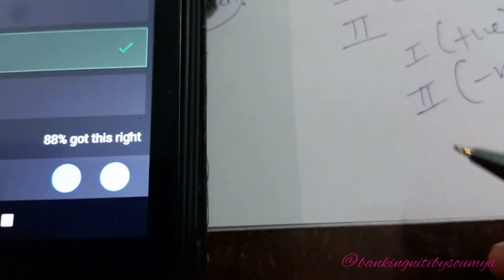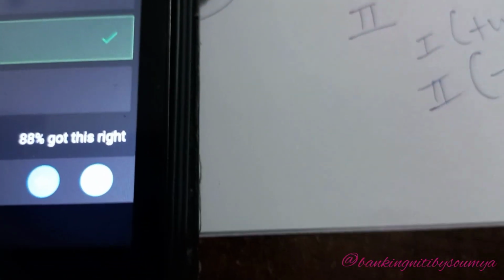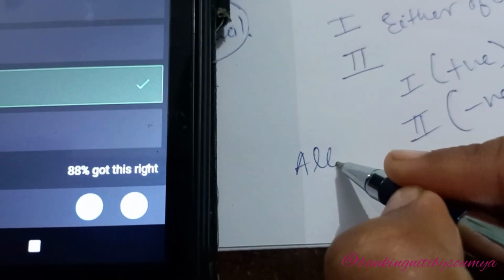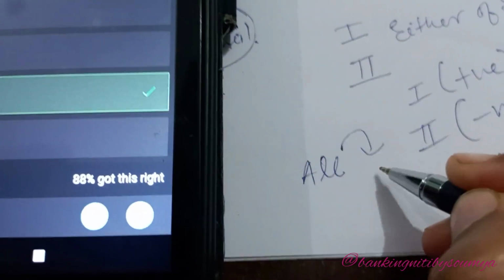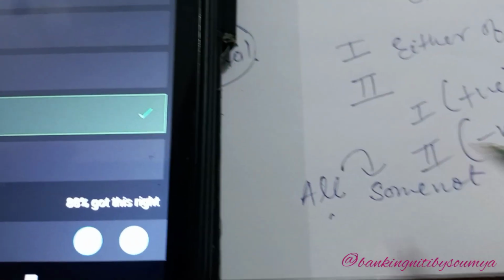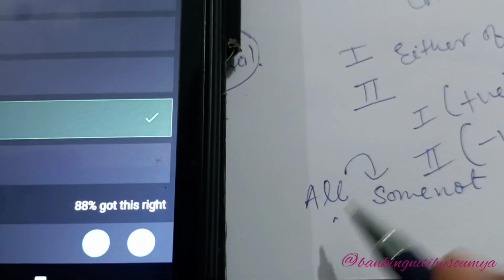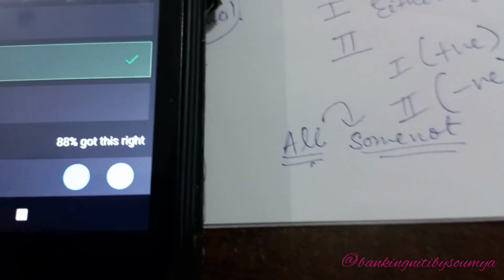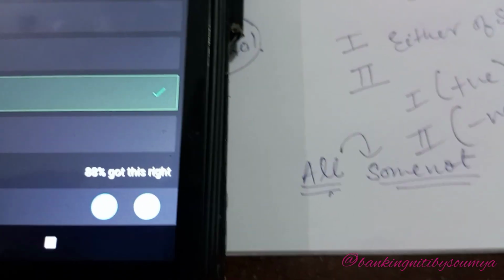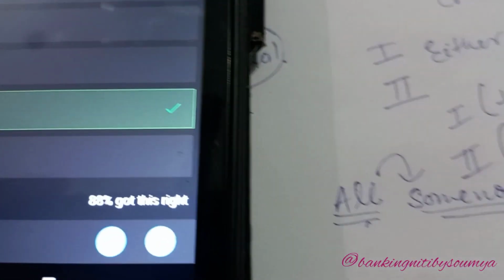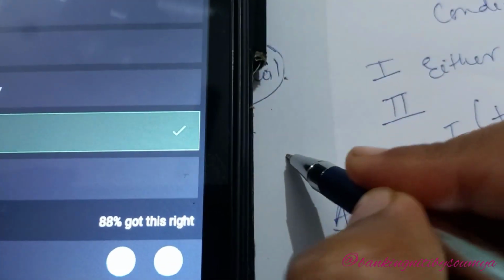If the first statement is in all, then it follows with some not. Then only, means the first statement is of all and the second statement is of some not, then only it can be either or. Sorry, I forgot to mention one more thing, that both the elements should be the same.